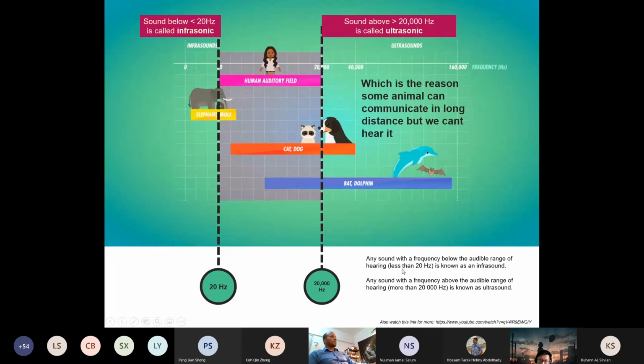All right, so any sound with frequency below the audible range of hearing, less than 20 hertz, is known as infrasound. Remember infrared and ultraviolet in lighting, but this one is infrasound. And any sound with frequency above the audible range of hearing, more than 20,000 hertz, is known as ultrasound. So when they tell you an airplane is ultrasound, basically the frequency of sound is more than 20,000 hertz.